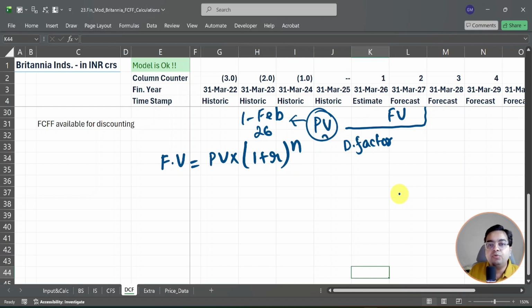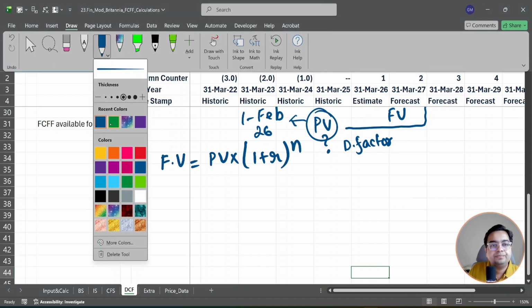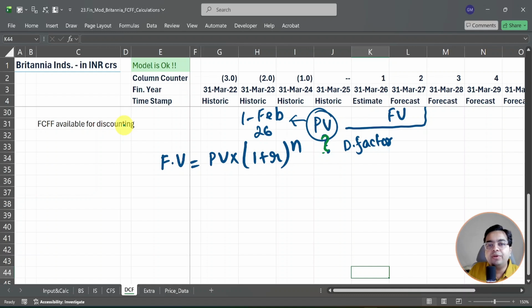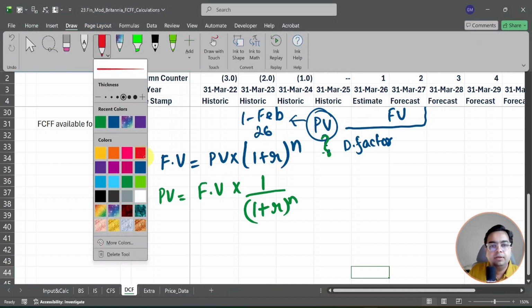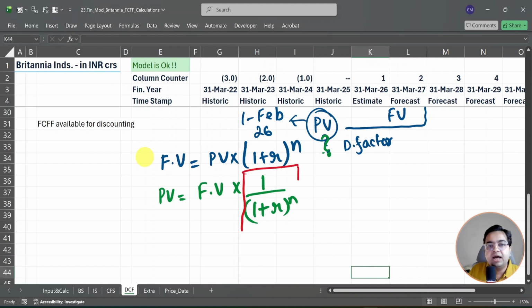Whereas we will have to calculate present value in this case, right? If we are looking to calculate present value, that means the present value is going to be future value into 1 divided by 1 plus r raised to the power of n. Now, this particular section, which one? This is our discounting factor.